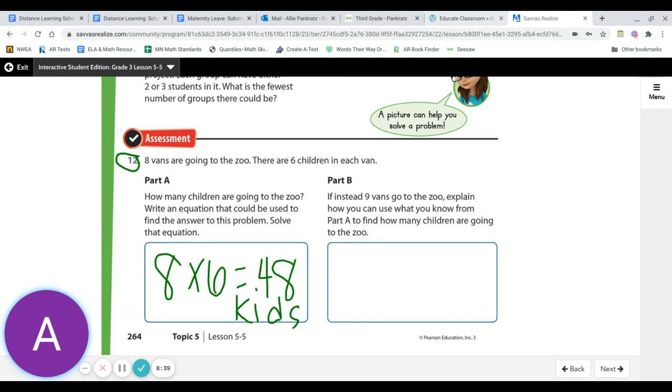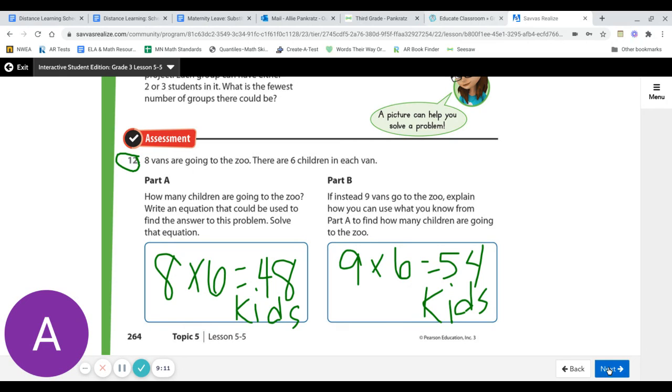Part B, if instead 9 vans go to the zoo, explain how you can use what you know from part A to find how many children are going to the zoo. So we know it's going to be more than 48 because there are more vans. So then if I have 9 and there are still 6 per van, I'm going to have more kids. So this time there'd be 54 kids, or 6 more than before, because there's one more group. There are 6 in each group.